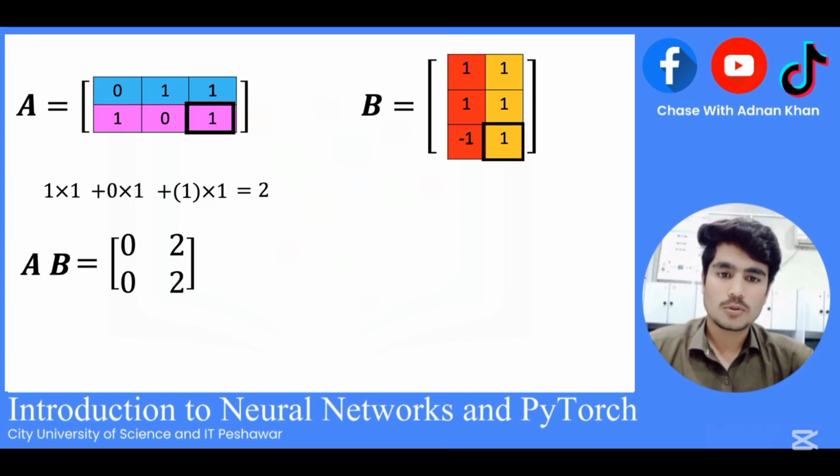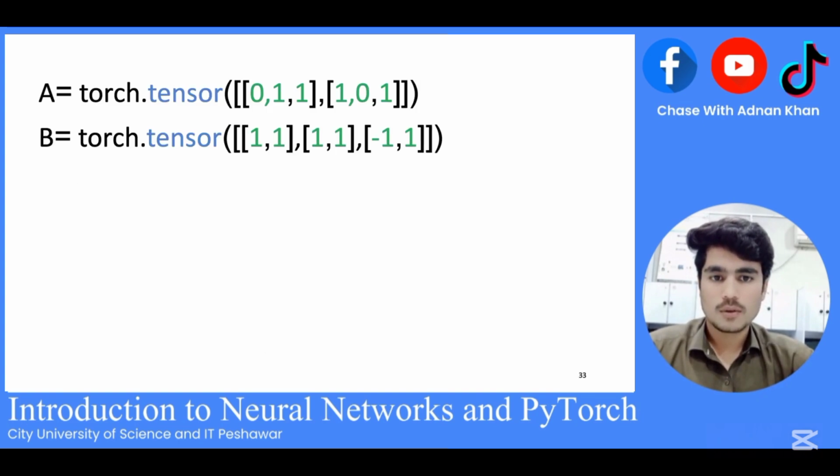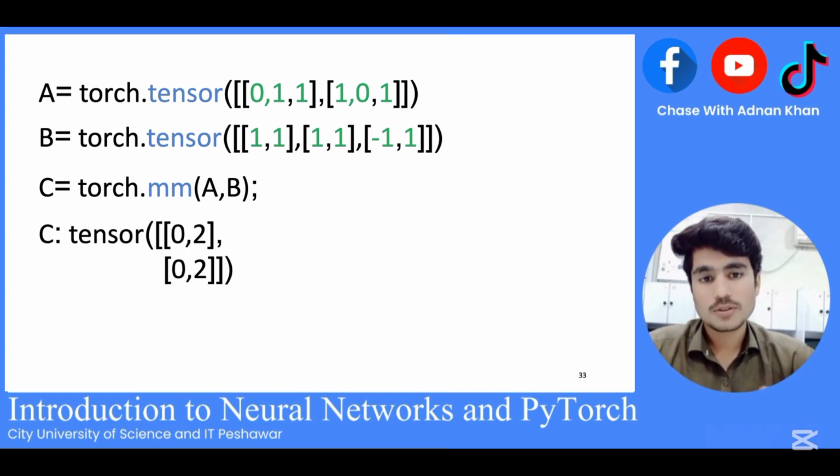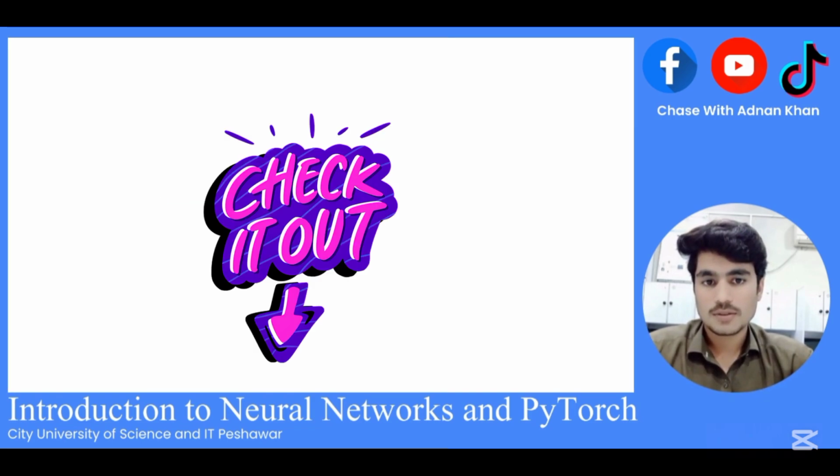The result is 2. In PyTorch, we can define the tensors A and B. We can perform matrix multiplication using the method in PyTorch and assign the result to a new tensor C. The result is the tensor C, which corresponds to matrix multiplication of tensor A and B. There are many other operations you can perform on 2D tensors in PyTorch. Check out the labs and documentation links in the description of this video.